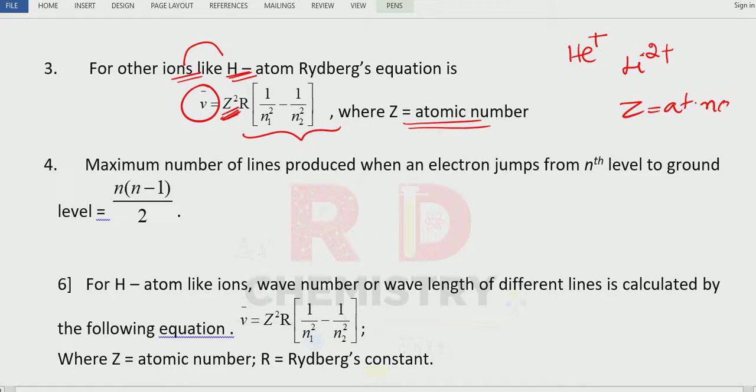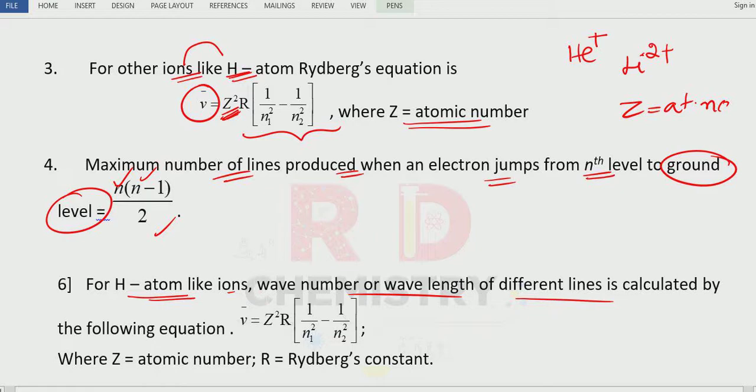Next one. The maximum number of lines produced when an electron jumps from the nth level to the ground level, the first shell, is given by the formula n into n minus 1 divided by 2. Remember, n is the shell from which the electron starts, and the ground shell is the first shell. For hydrogen-like ions, the wave number and wavelength of different lines can be calculated. Nu bar is equal to Z square into R into 1 by n1 square minus 1 by n2 square, the same formula, where Z is the atomic number and R is the Rydberg constant, right?